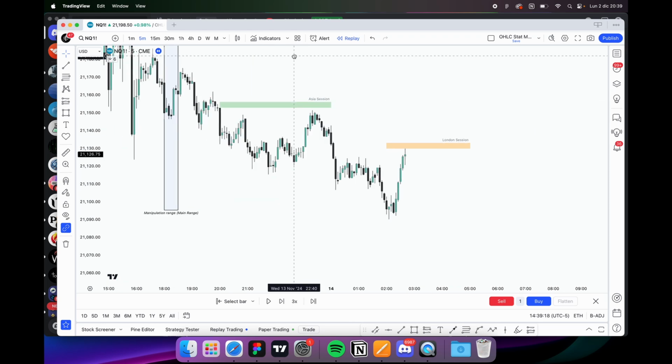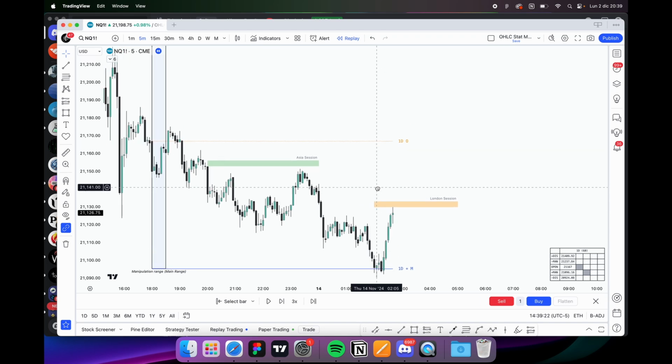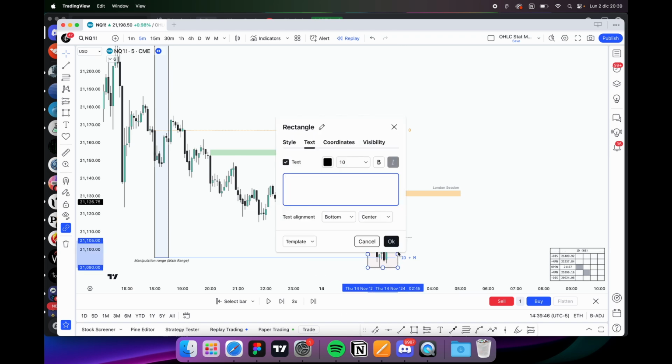So a London session starts, and we got a manipulation move, taking liquidity and moving into the plus manipulation level. So in that case, we have that manipulation here, and that would be the manipulation move plus tap into stop map level.